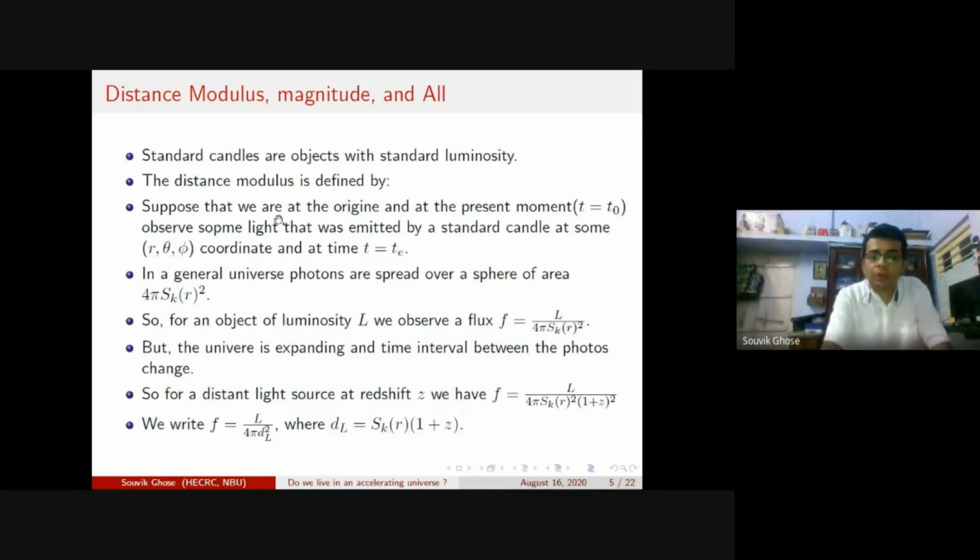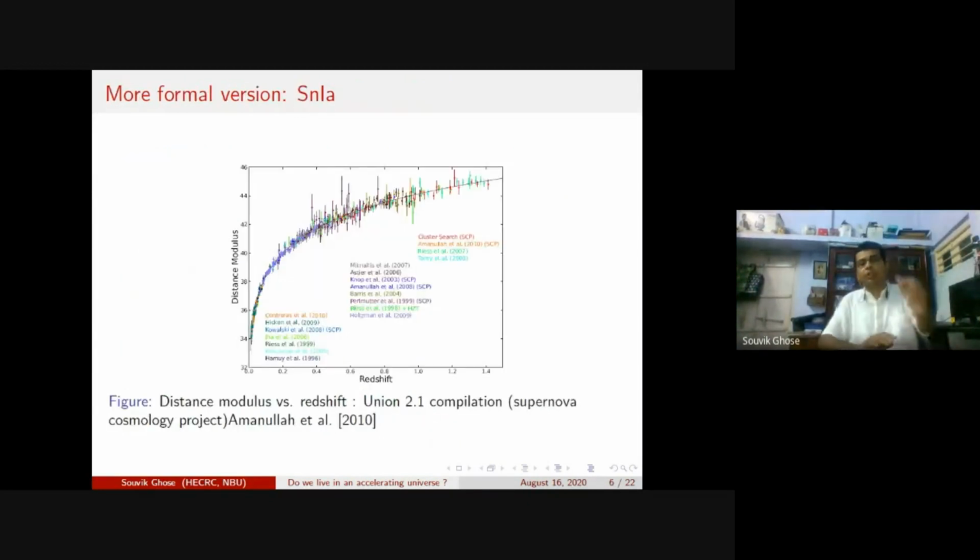Anyway, so for an object of luminosity L, we should observe the flux F equal to L divided by 4 pi d squared. But the universe is expanding, and the time interval between the photons changes between when they were emitted and when they are observed. The redshift factor creeps in. So finally, we get the flux formula like this. And if we try to write this flux formula like this, we have to define the luminosity distance as d_L equal to S_k(r) times (1 plus z). Okay, so this is the more formal version of the supernova curve.